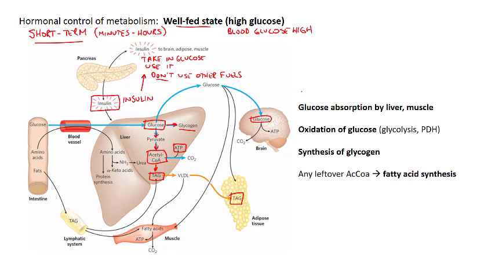So to summarize, the effects of insulin signaling, and again, this is short term. We have glucose absorption, that's the take-in glucose part. We have oxidation of glucose, that's the use it part, okay? And so this is going to work until ATP stores are abundant.